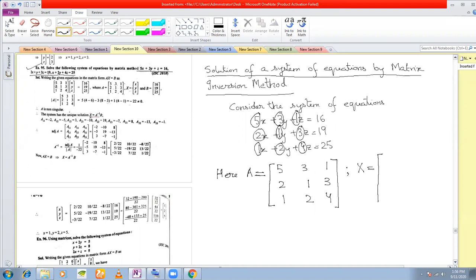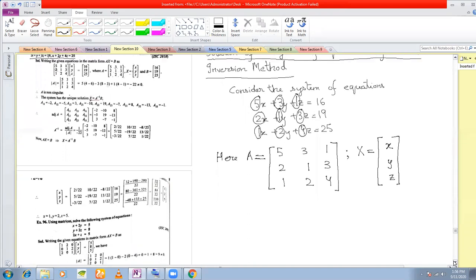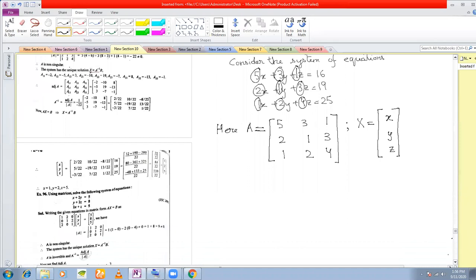And you construct another matrix X. This matrix X will be a column matrix only consisting of one single column, which consists of only X, Y, and Z. And you construct a third matrix. This will also be a column matrix, but this matrix will consist of these 16, 19, and 25.